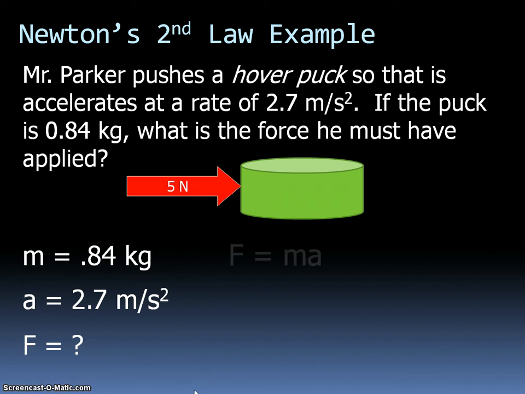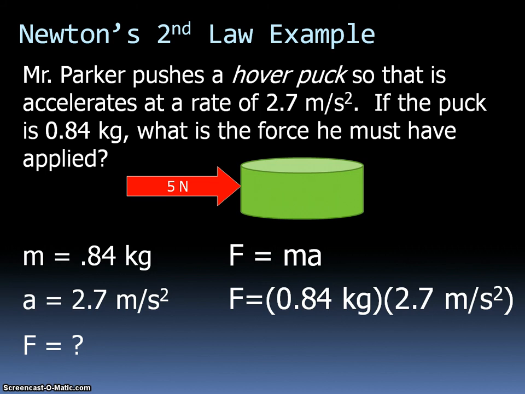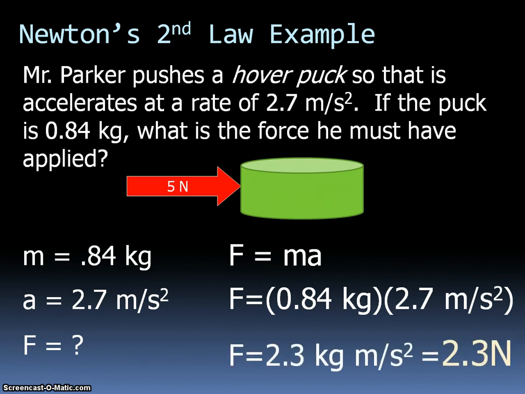Easy peasy. We know that F is equal to ma, that the force applied will cause the mass to change its velocity. Put in the numbers: 0.84 kilograms times 2.7 meters per second squared, giving us 2.3 kilograms times meters per second squared. But again, we can abbreviate that to 2.3 newtons.